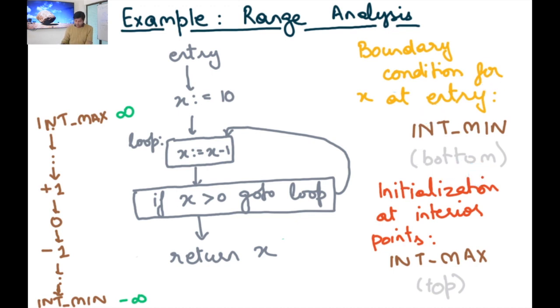But when we initialize the interior points of our DFA, recall that we initialize them optimistically to the top value of the semi-lattice, because as the DFA progresses, the values just become lesser and lesser. So initialization at all the interior points will be to the top value, which in this case is int max, or plus infinity.